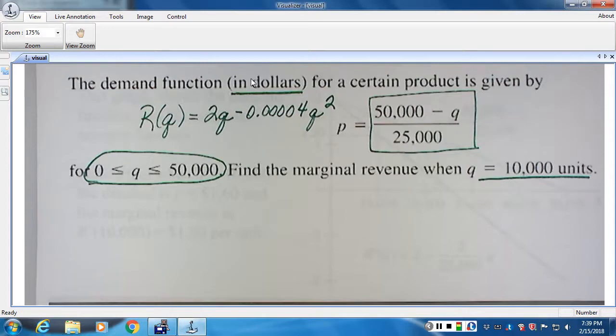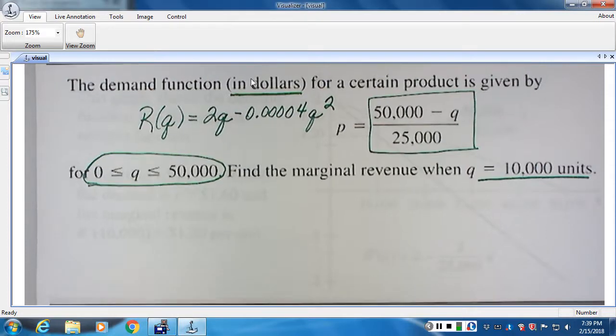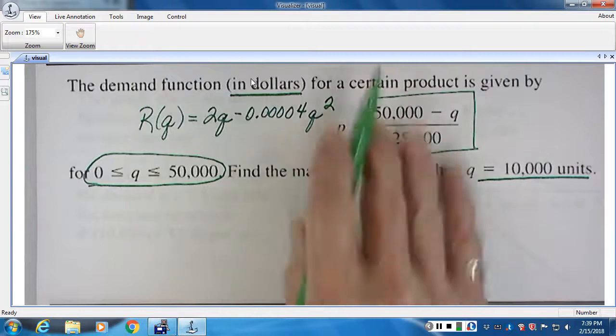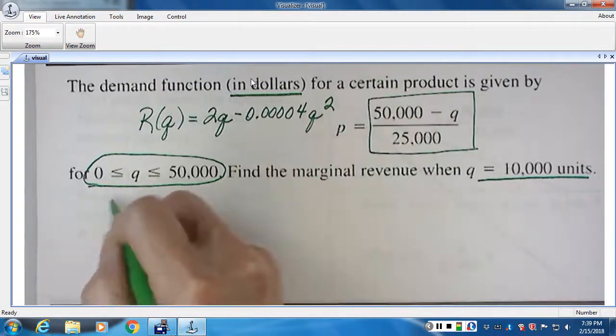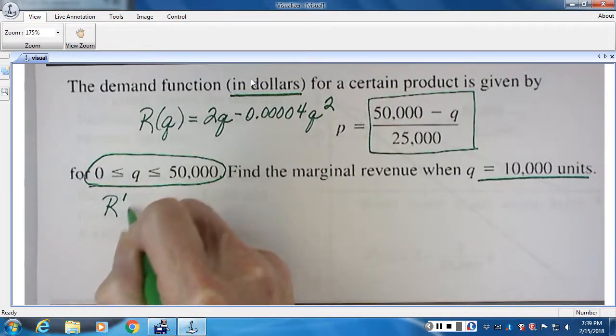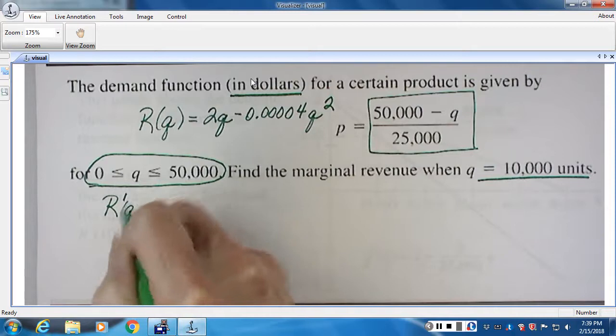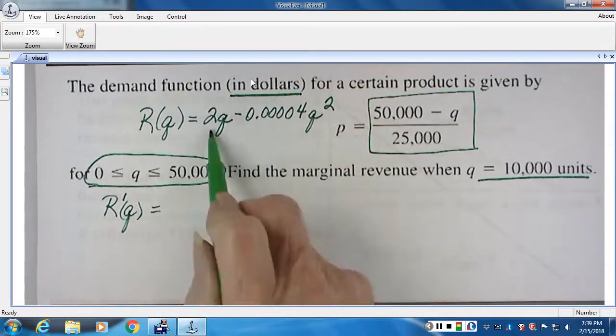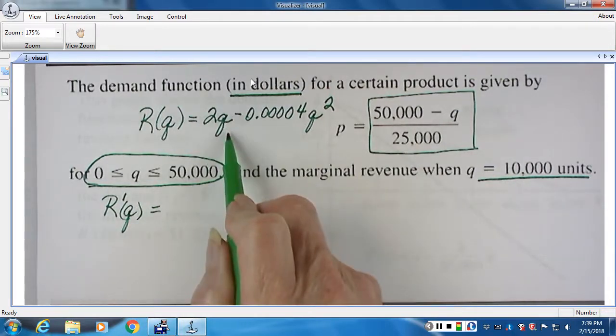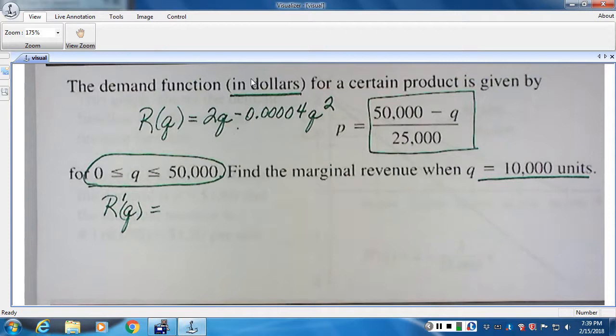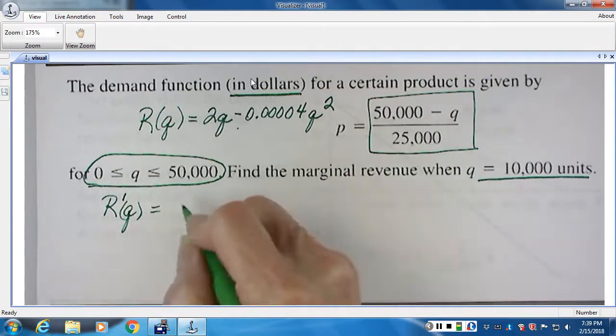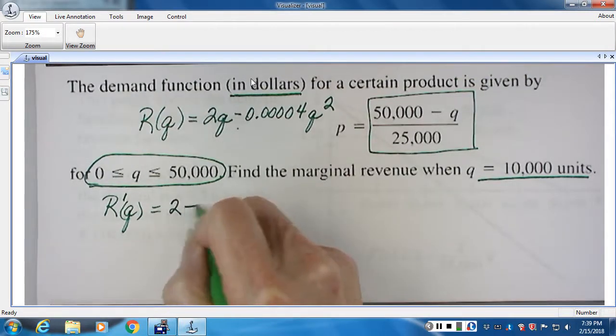But for right now, the only thing we have is the revenue equation, and we know we need marginal revenue up here. So what we want to find is R prime of Q. The derivative of 2Q is just 2, because 1 times 2 is 2, and Q to the 1 minus 1 is Q to the 0, which is 1. So the first term's derivative is just 2.